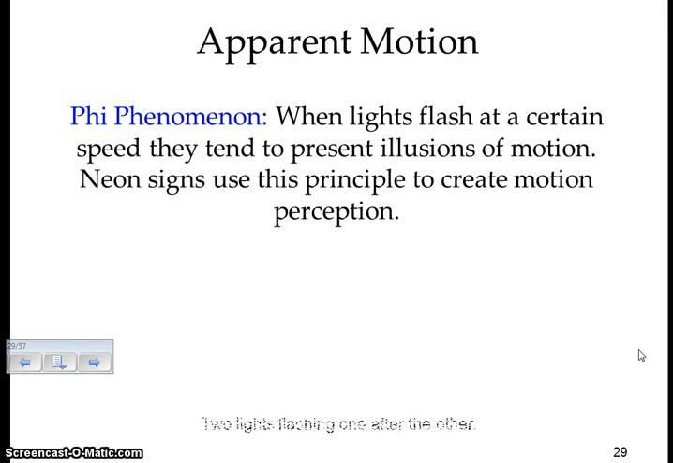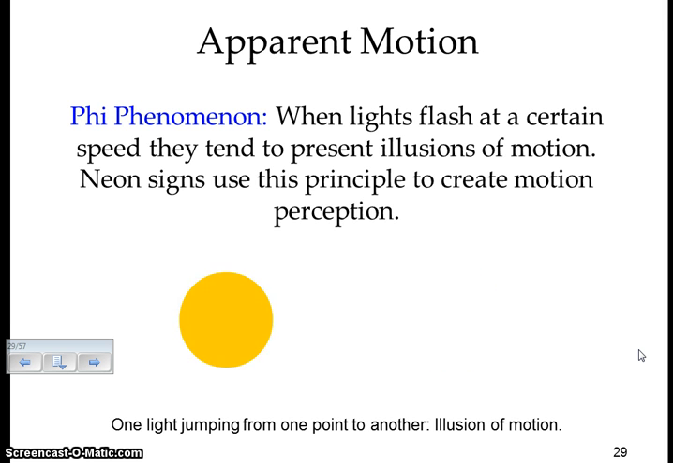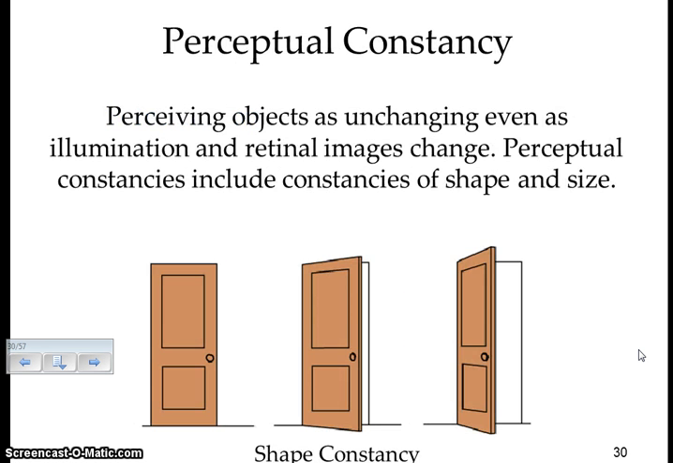There wasn't really any motion going on. It was just two light points jumping from one to another. It's like the holiday lights, the chaser ones. It's the same thing. So perceptual constancy is perceiving objects as unchanging even as illumination and retinal images change.